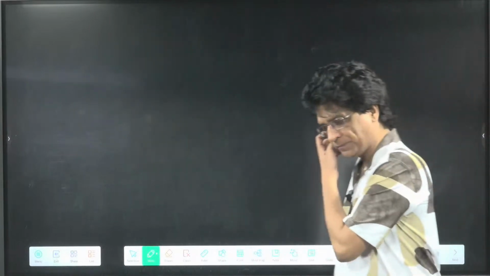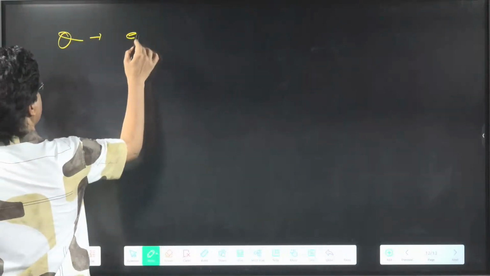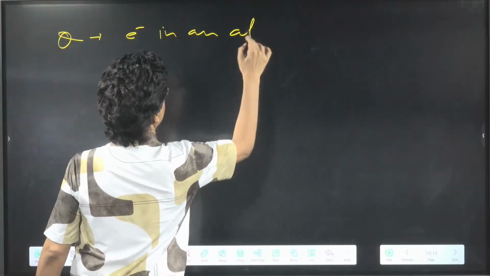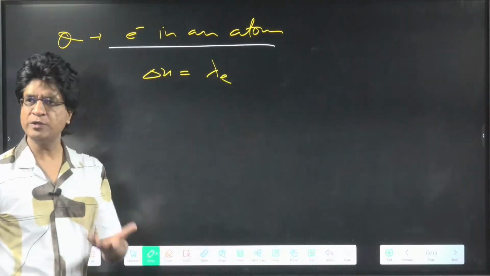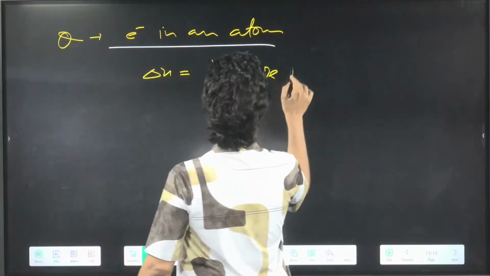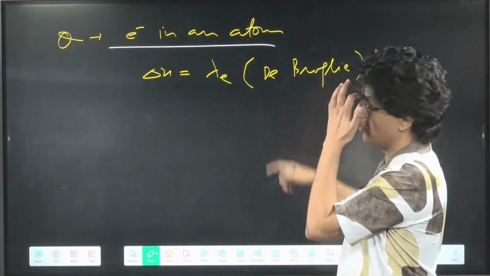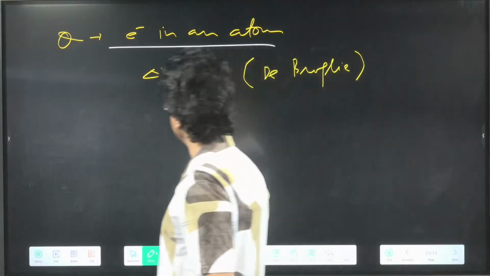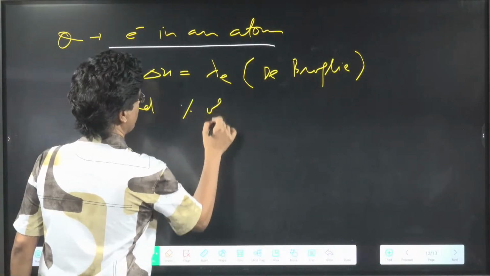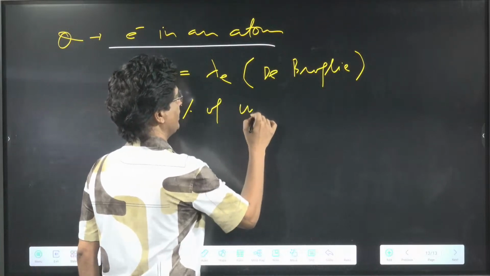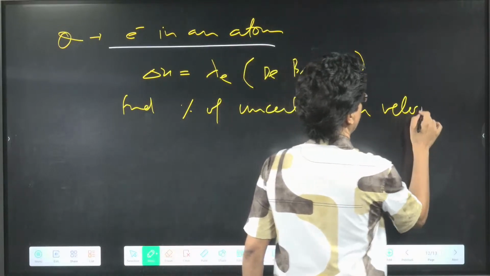Okay, now let's do one more question. This is all regarding the electron. For an electron in an atom, they're saying that delta x is equal to the wavelength of the electron, which is the de Broglie wavelength. If delta x is equal to lambda of the electron, then find the percentage of uncertainty in velocity or the speed.